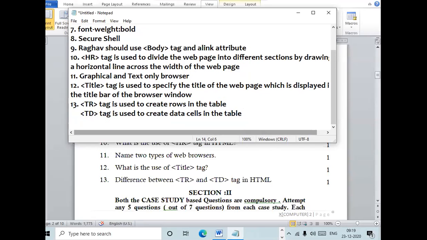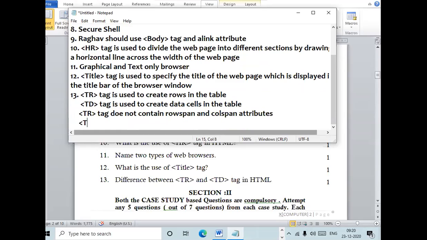Then you can make one more point. TR tag does not contain row span and col span attributes. TD tag contains row span and col span attributes. Am I clear? This is how proper answers are to be written.